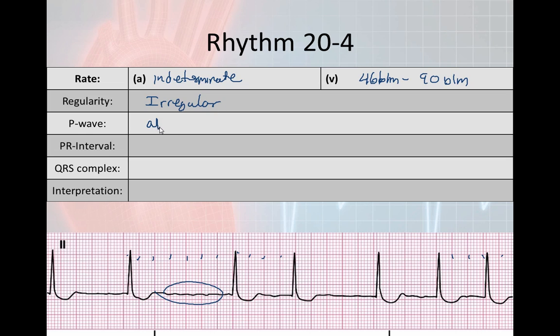P waves are absent because there are F waves, lowercase f waves. PR interval is absent. QRS complex. It's tough to tell because of the scooping right here exactly where the QRS ends. You just have to do your best to try to figure it out. That looks to be about 0.10 second.